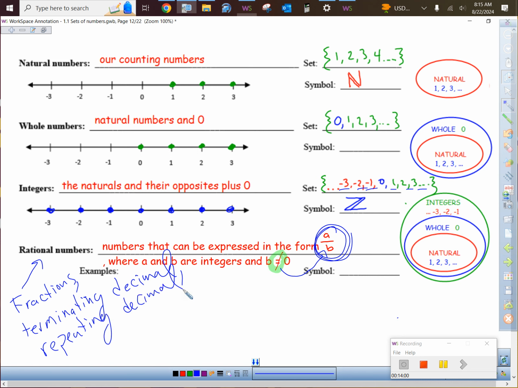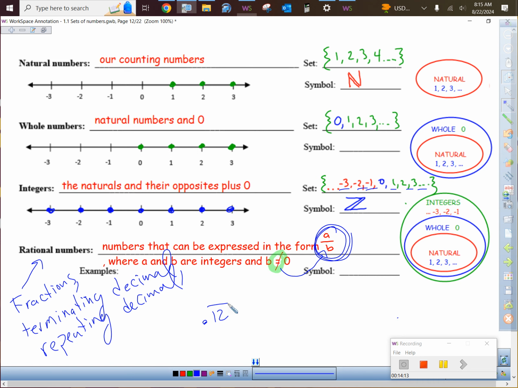Any repeating decimal is also a rational number. And how will you know it repeats? You can see a pattern to it, or they put the little bar over it, just like this, 0.12 with a bar. It goes 0.121212121212 forever and ever.